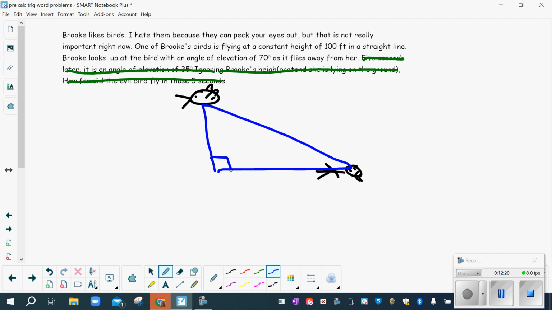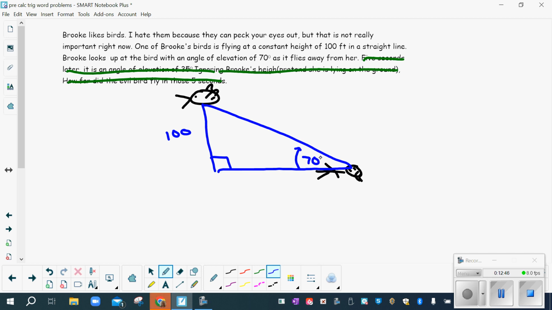So I know how high the bird is. Put that on your triangle. He's 100 feet in the air. I also know my angle of elevation from Brooke's eyes. So Brooke was just looking out, and then someone said, Brooke, isn't that your bird? And she looked up, right? That is her angle of elevation.